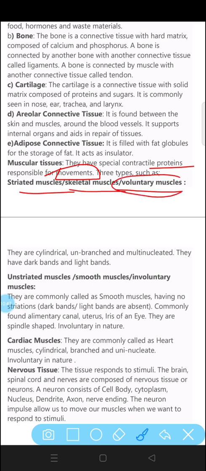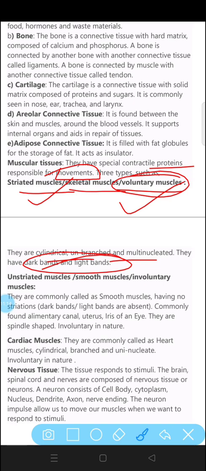So we can identify it with the help of the name. Voluntary muscles are the muscles which are controlled by us. We can control these muscles. They are cylindrical, unbranched, and multinucleated. They have dark bands and light bands. Due to these dark bands and light bands, they are called striated muscles. We can control them, so they are called voluntary muscles.